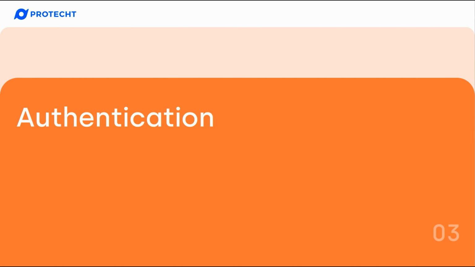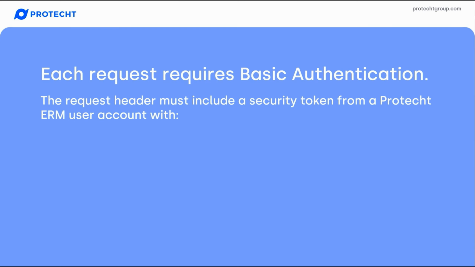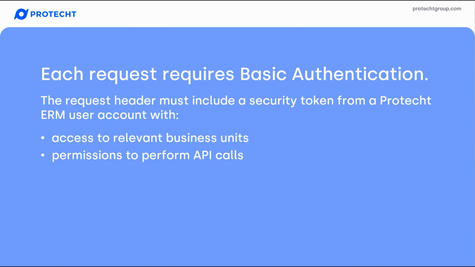Every request to our APIs requires basic authentication. That means that your request header must include a security token from a Protecht ERM user account that has access to the relevant business units required to access the data that you're looking for. It needs to have permissions to perform API calls, and it needs permissions to perform the operations in the system that you want to complete using the API.